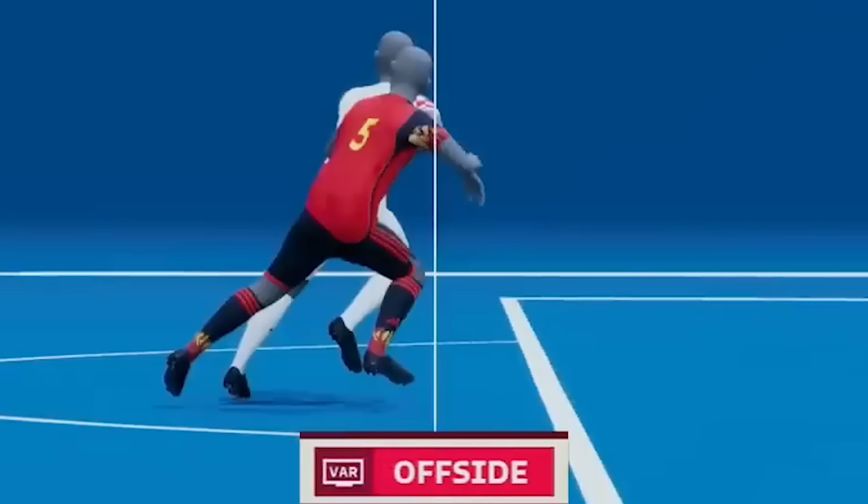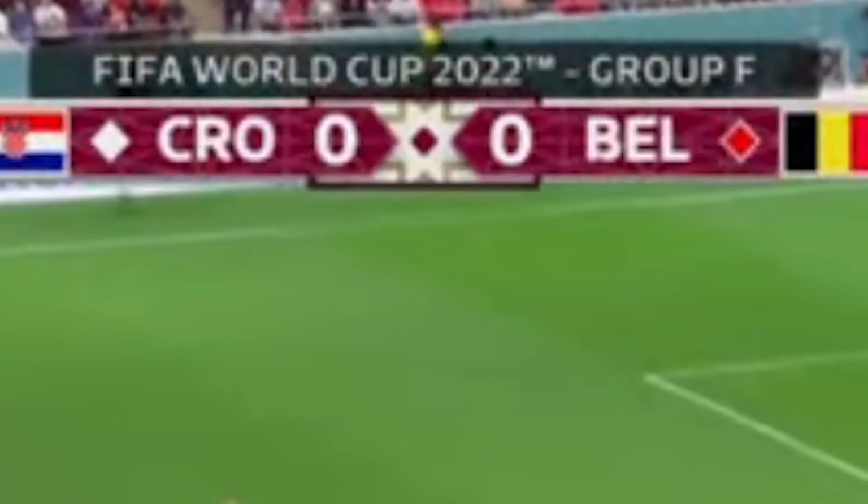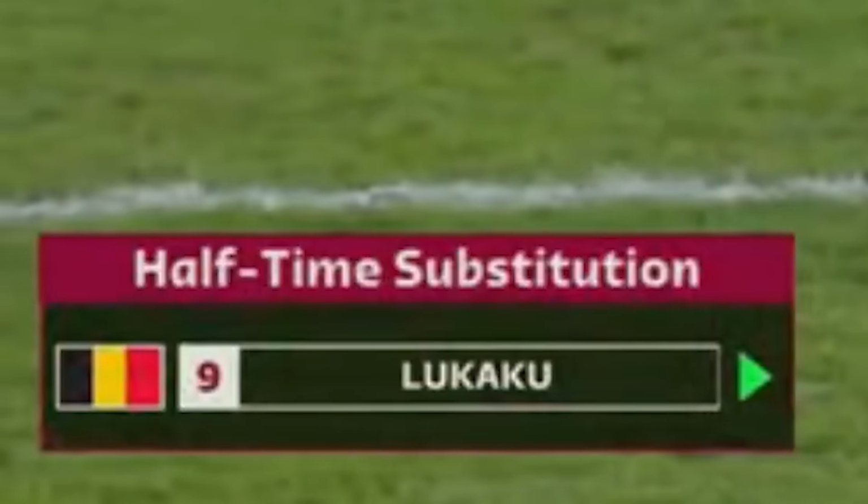Croatia vs Belgium played out a pretty uneventful first half. There was this outrageous offside call though, but with it still 0-0, Belgium needed to win in order to advance. And here he comes, the ever so clinical Romelu Lukaku to save the day.